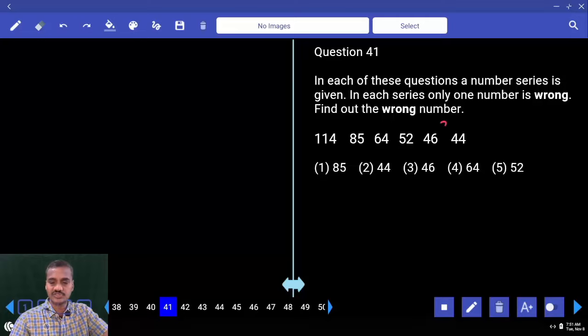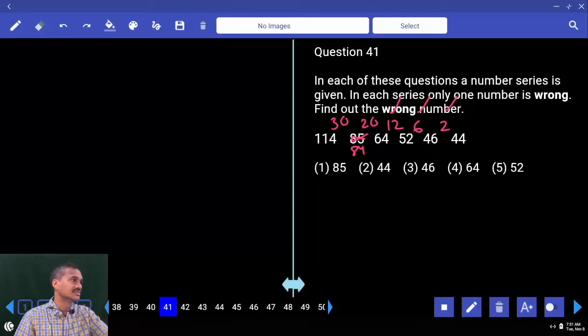The difference here is 2, then 46 and 52, the difference is 6, and 52 and 64, the difference is 12. So 2, 6 and 12 are 1 square plus 1, 2 square plus 2, 3 square plus 3. Next, 4 square plus 4, what should be the number? 20. And 64 plus 20, the number is 84. And next one, 5 square plus 5, 30.